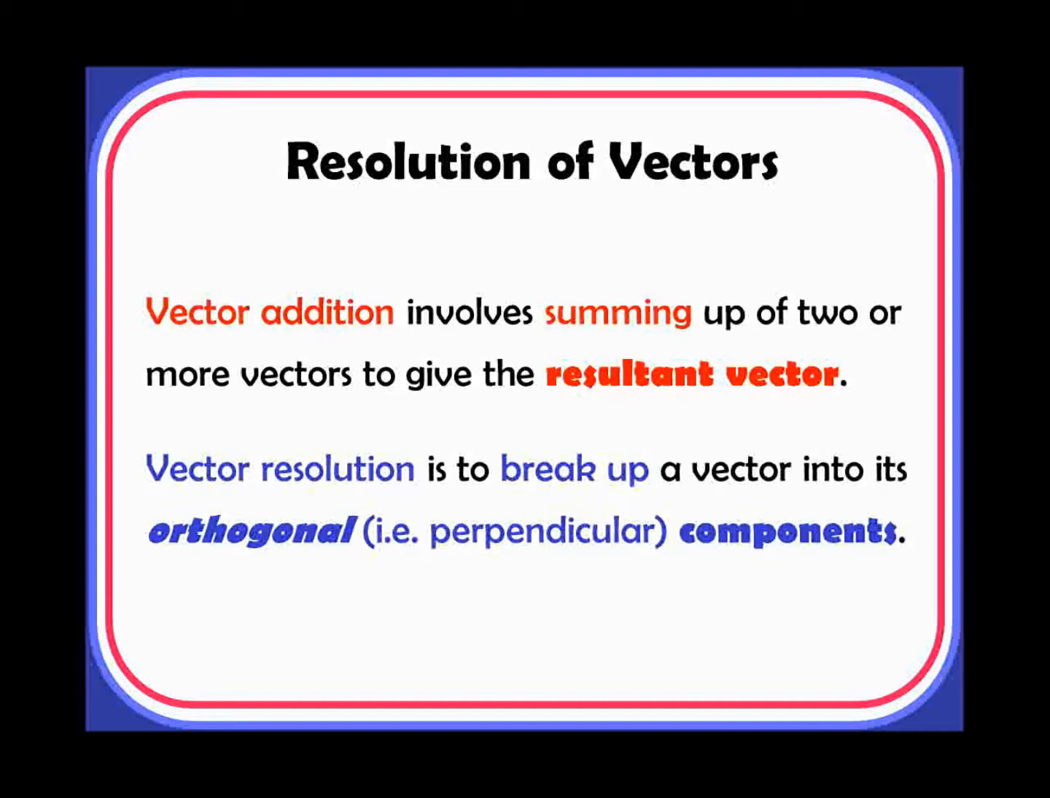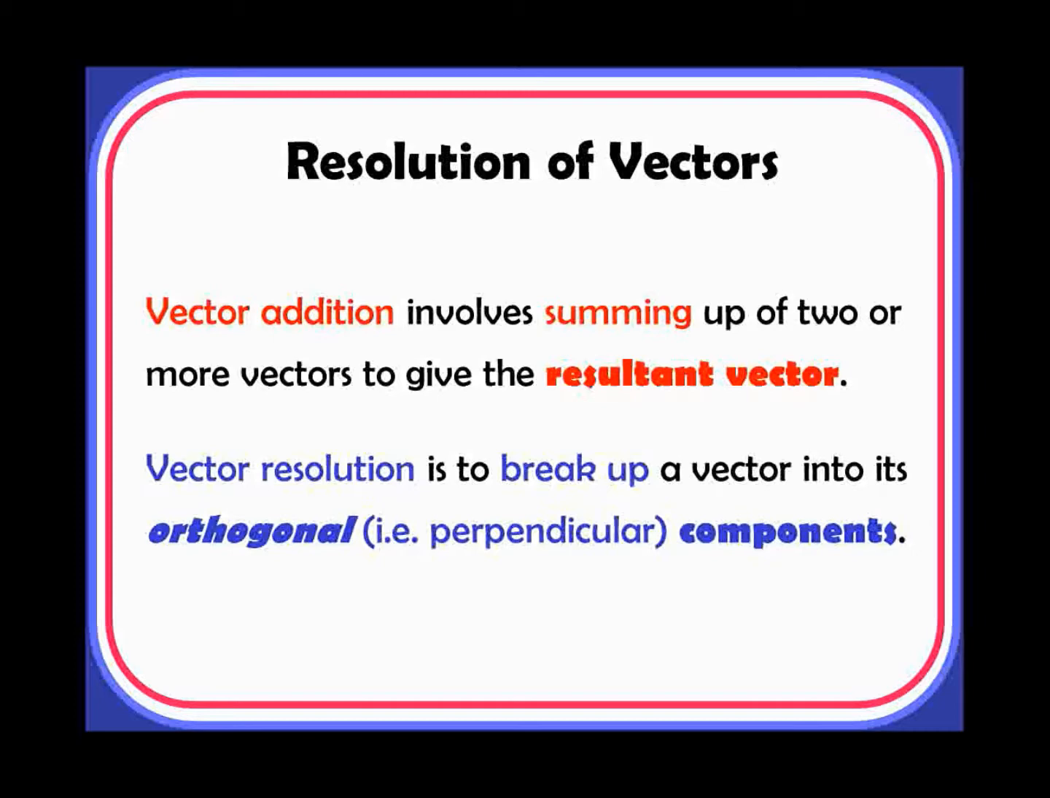In the previous chapter, we have learned vector addition. It involves adding up two or more vectors to give the resultant vector. There are namely two methods to do vector addition. One is to draw a parallelogram. The second method is the head to tail method.